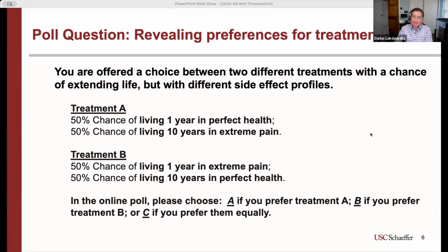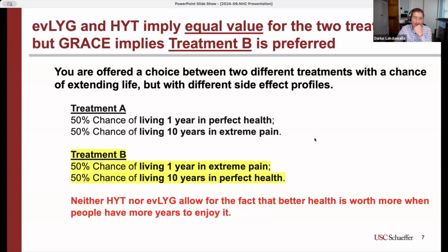So it looks like many people are choosing treatment B. Treatment B is a 50% chance of 1 year in extreme pain and a 50% chance of 10 years in perfect health. The reason that I gave this example is that in pretty much every audience I've ever seen, a clear majority of people seem to vote for treatment B. There are always some exceptions, but treatment B tends to be chosen very, very often.